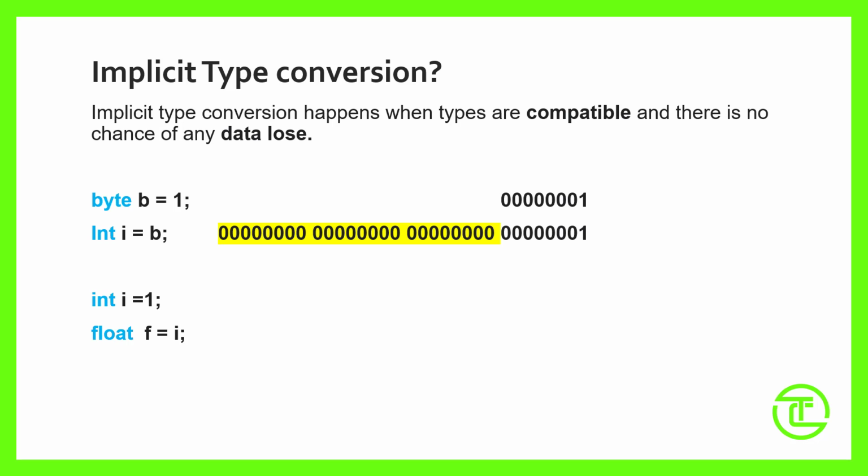Let's see another example. We have integer type variable I is equal to 1 and float f is equal to I. So we know that integer have 4 bytes of memory, and float have 4 bytes of memory. We can easily store 4 byte to a 4 byte memory variable.